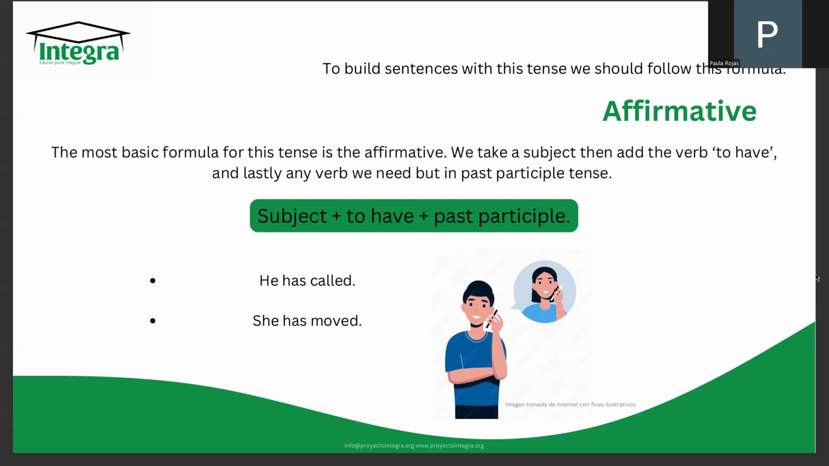An example would be, he has called. He being the subject, then has, and we have has because it's he, right? And then lastly, we have the verb call, but the past participle would be called. He has called. Then we have another example that is, she has moved, right? Same thing, she subject, then has, and then the root of the verb will be move, but we add the D, so it's moved.